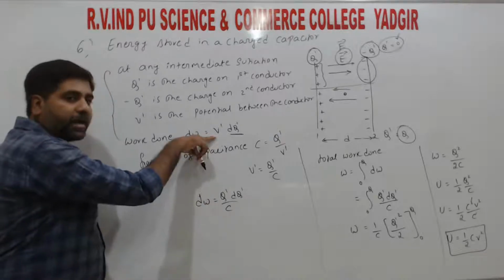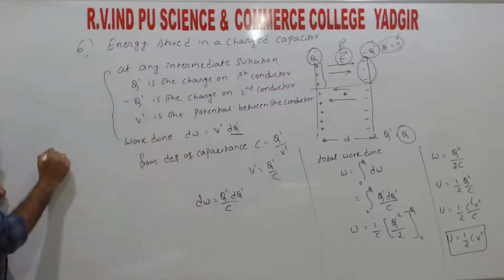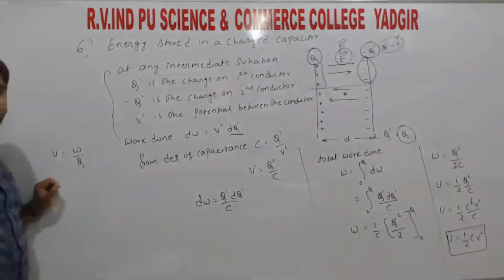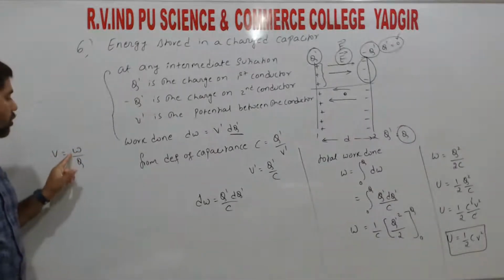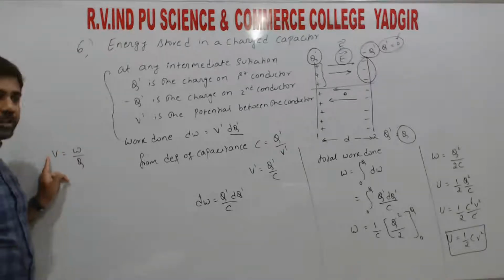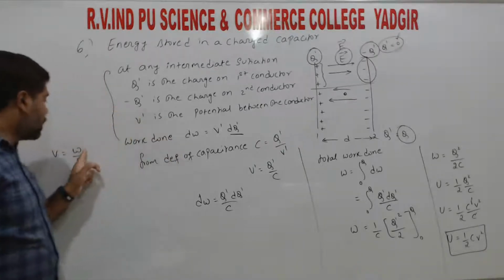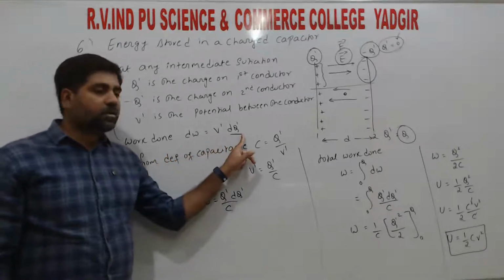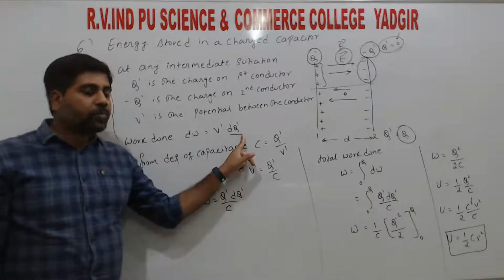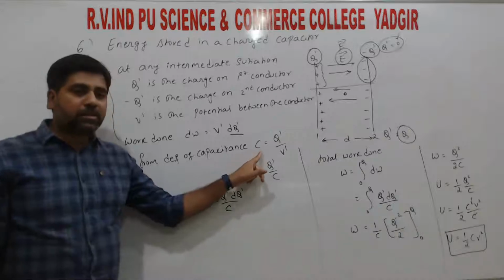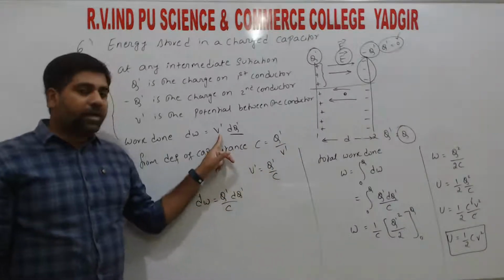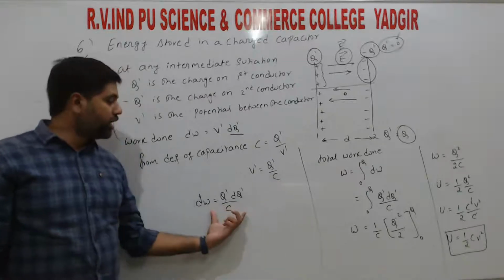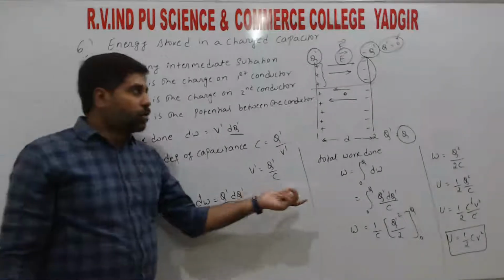So this is again from the definition: potential is equal to work done per unit charge, right? So the small work done, sorry, the small work done by the small charge, is dw equal to v dash into dq dash, right? From the definition of capacitance, C is equal to q dash by v. We need v dash, so v dash is equal to q dash by c, right? So we get the small work done.